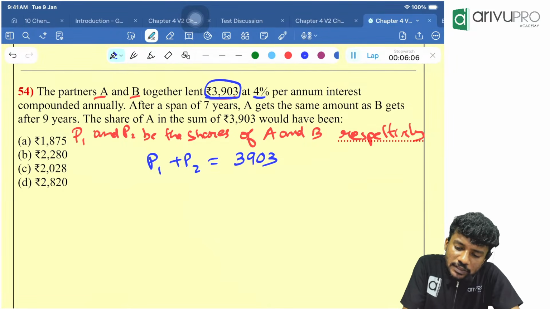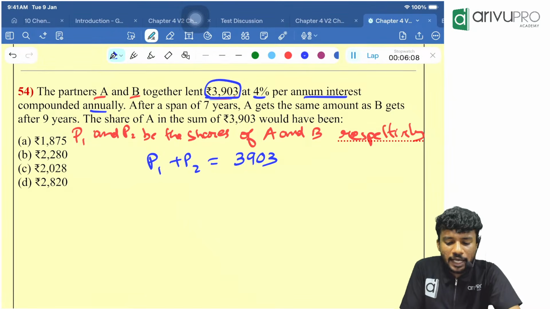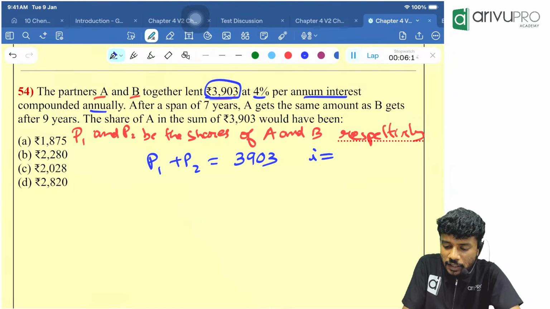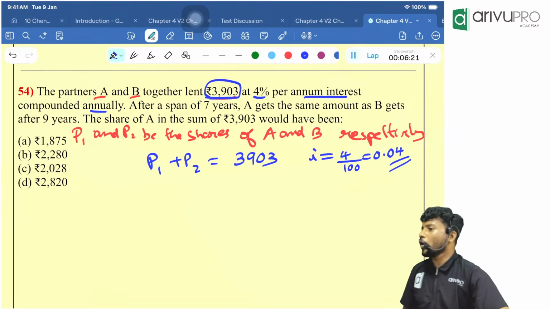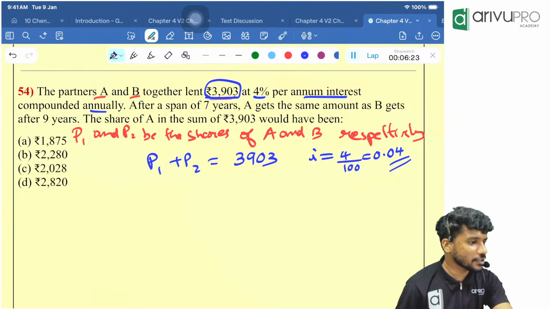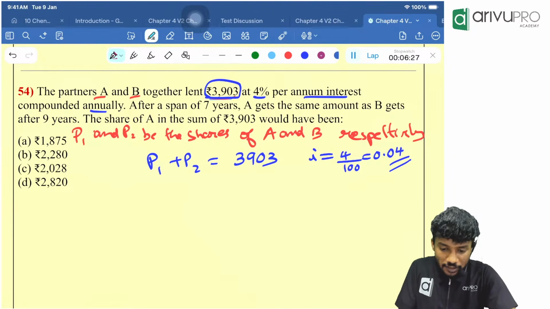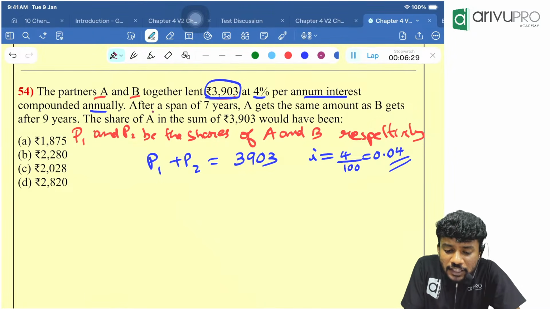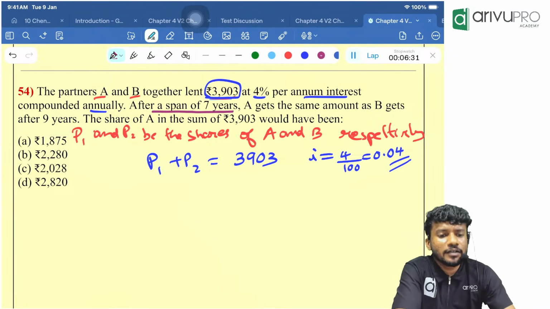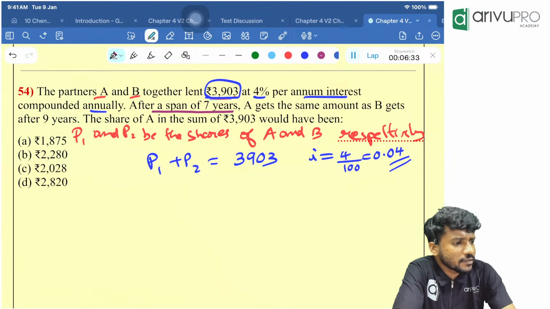At 4% per annum interest compounded annually. Both of them are investing at what rate of interest? 4%. Can I write it as 4 by 100? That is nothing but 0.04. Both of them are investing at an interest rate of 0.04. Then what else is given in the question? After a span of 7 years. What do you mean by after a span of 7 years?